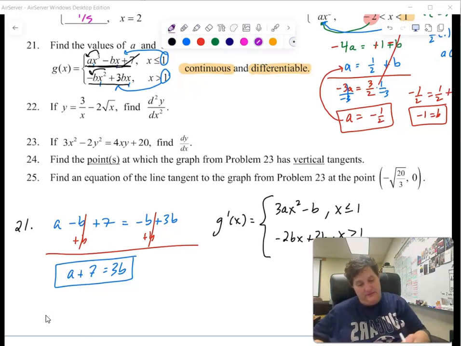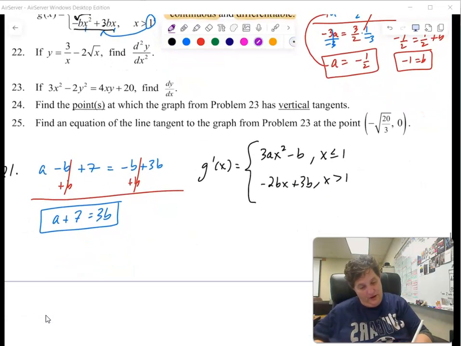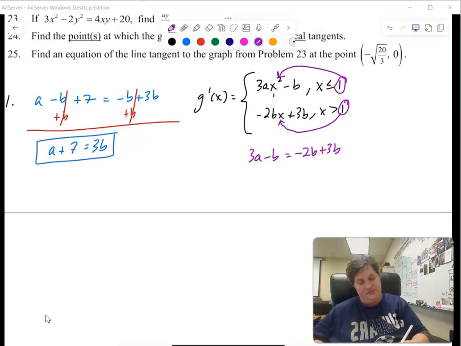Okay, now I do the same thing. I take 1. I plug it in here. I get 3a minus b. I take 1. I plug it in here. I get negative 2b plus 3b. Okay, negative 2b plus 3b is b. And if I add that over, I get 3a is 2b.